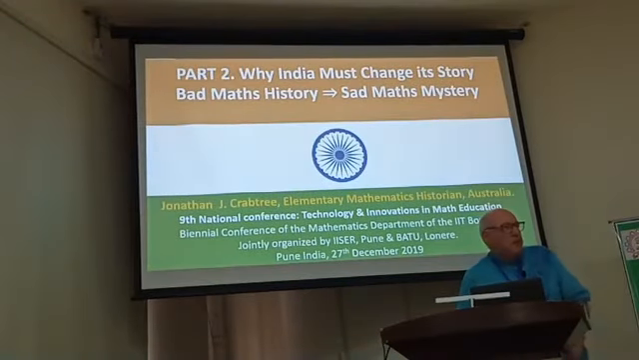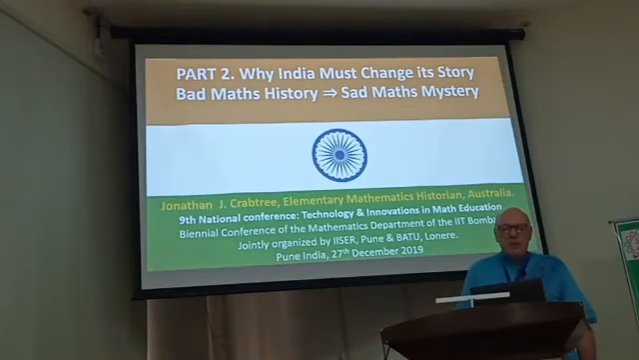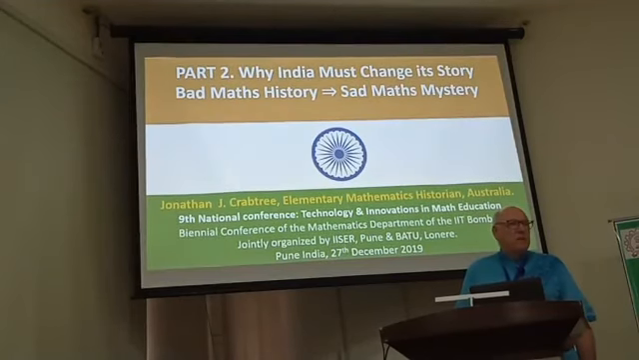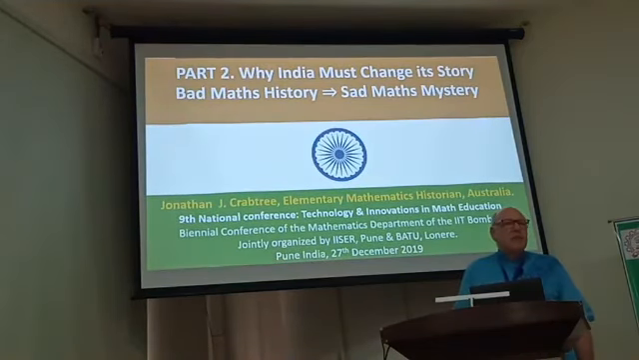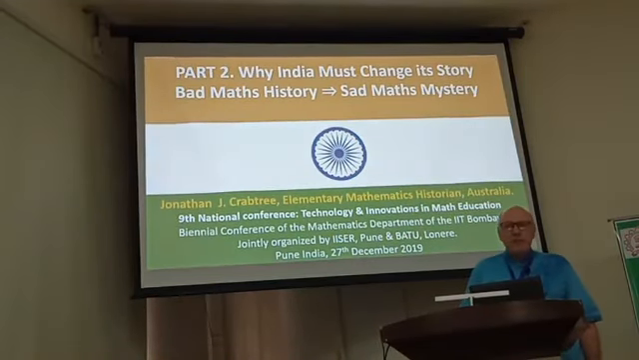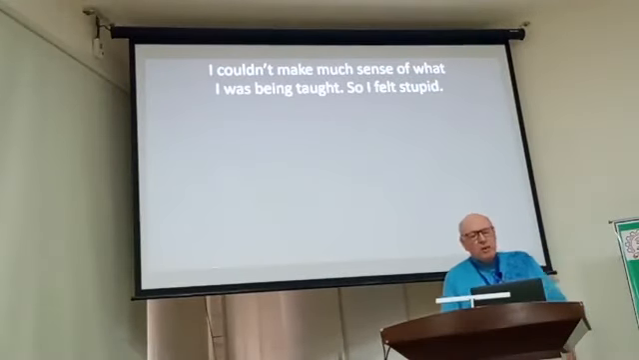So I'm jumping on to part two of this talk, which is why India must change its story. Bad maths history implies sad maths mystery. And the sad maths mystery was my experience of school mathematics. I was a slow learner. I thought I was stupid, but what I was realizing is that I was a very deep thinker, and I was trying to make sense of the mathematics, truly make sense of it, and I couldn't, so I thought I was stupid. To some extent, the key to success in mathematics is not to think too deeply about it, but just to learn by rote the laws and the rules and the formulas, get the answer right, and move on to the next chapter or the next book. But that's not my experience. I wanted to try and figure it all out. I couldn't make much sense of what I was being taught, so I felt stupid.